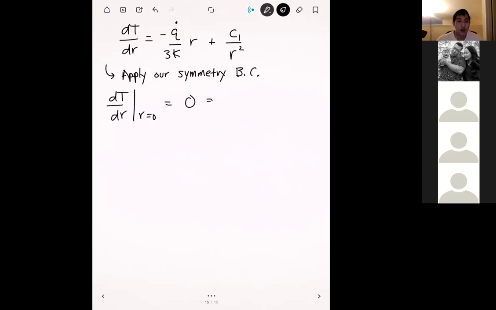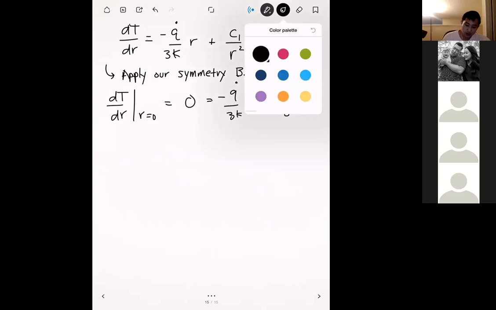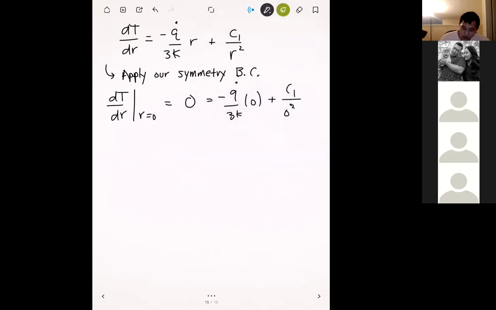And so let's take the expression that I have at the top here and plug in little r equal to 0, okay? So we have minus q dot over 3k times 0 plus C1 over 0 squared, okay? And since we have something times zero, this first term is going to go away, okay? And then after that, we're left with our mathematical paradox, right? And so we have C1 over zero squared, which is impossible, right? And so to resolve this and to make sure that we don't break any laws of physics, we need to set C1 to zero because we basically need to make sure that this term here doesn't exist, okay?